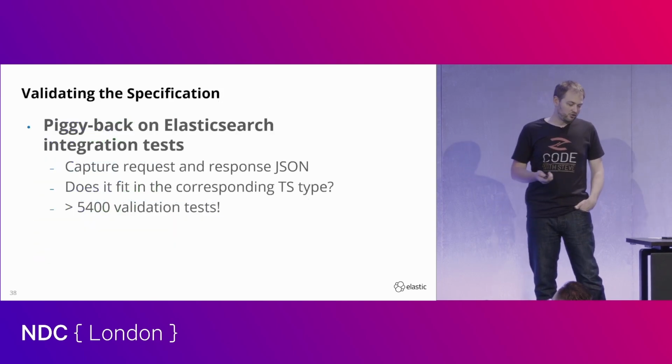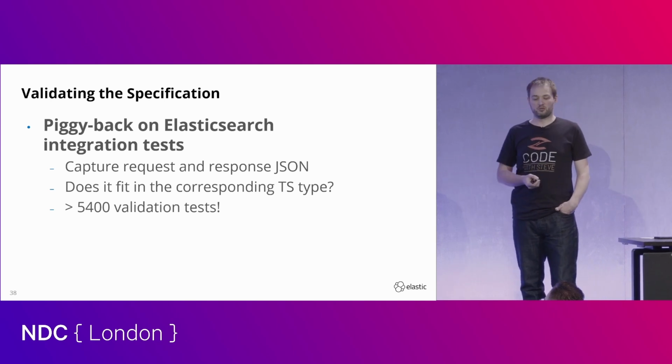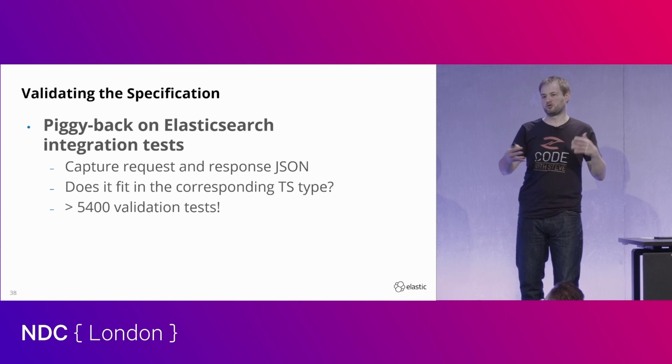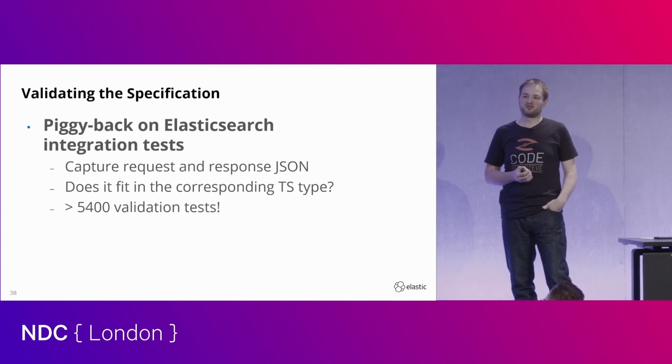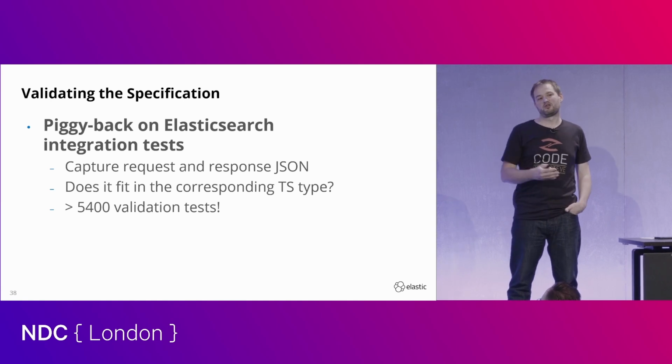Now, the other important thing we've got to do is validate this spec. We've generated this massive TypeScript specification, and we've modeled it, and we've got all the strong typing in there to make sure all of that logically makes sense as a model. But how do we make sure it works with Elasticsearch? And so for that, we hooked into the integration tests.